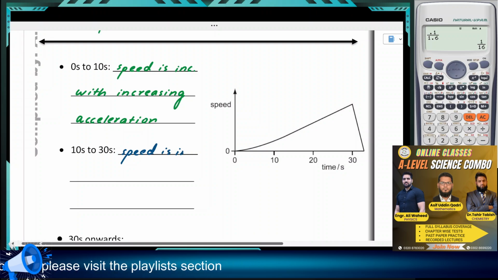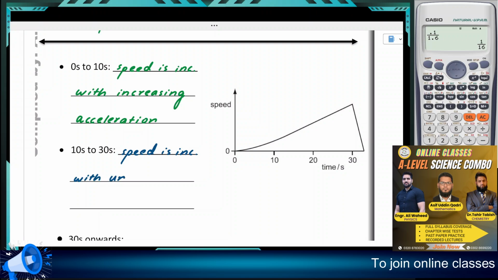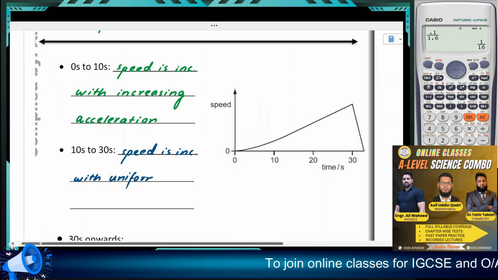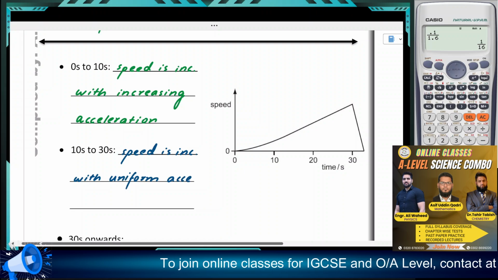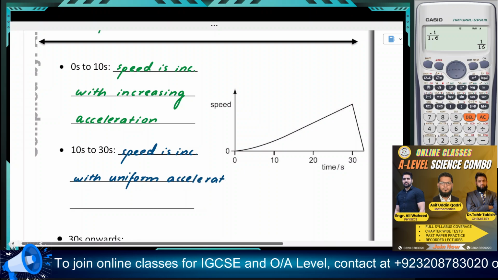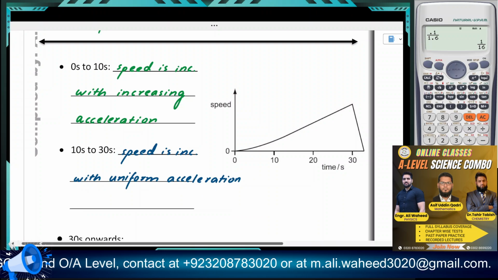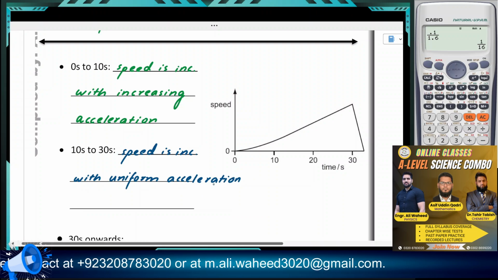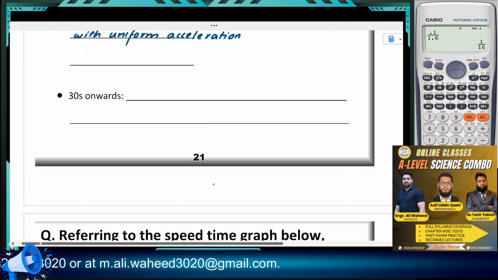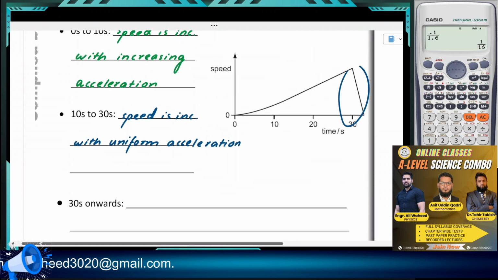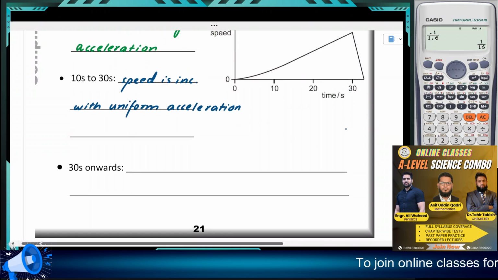Speed is increasing. So if it is increasing at a uniform rate, can I say speed is increasing with uniform acceleration? From 30 seconds onward, still the same case. Speed is decreasing with uniform deceleration.